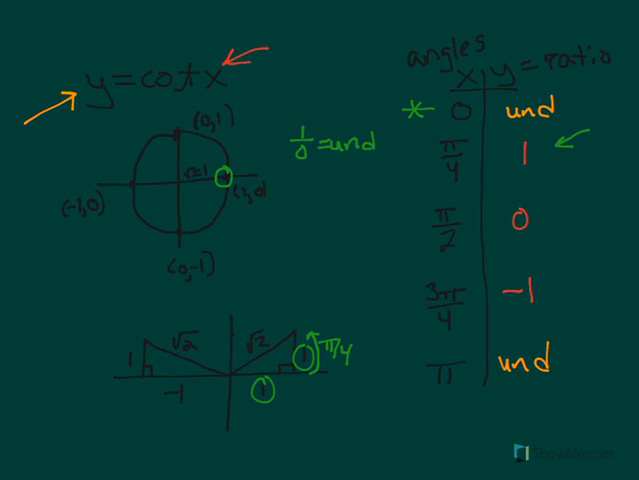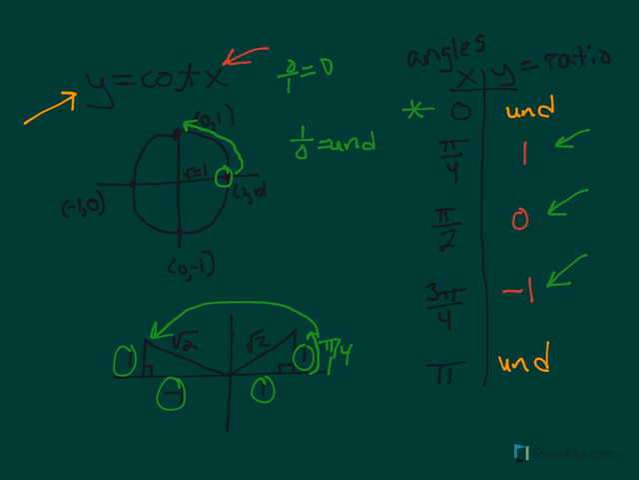And then if you rotate pi over 2, that's going to put you up to here. And if you look at your x to y, that's going to get you 0 to 1. And since the 0 is up top in the numerator, that's going to be 0. And then if you rotate 3 pi over 4, into quadrant 2, look at your x to y ratio. That's going to be negative 1 to 1, so negative 1.